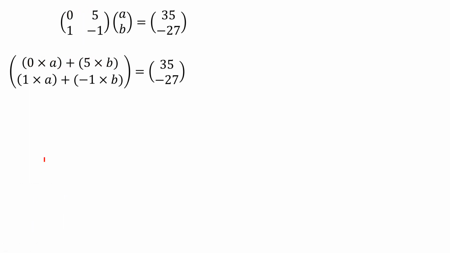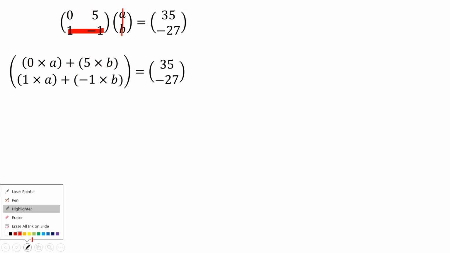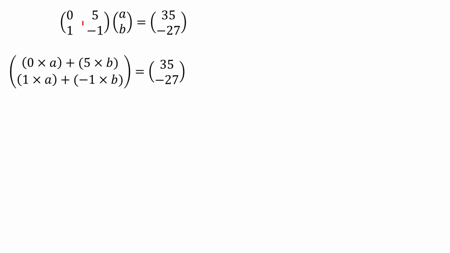Next, after we do that, we do row 2, column 1. And so we're going to do it term by term. So we're going to do 1 times A. That's how we get the 1 times A here. And we're going to do -1 times B. And that's how we got this here. And we add them.